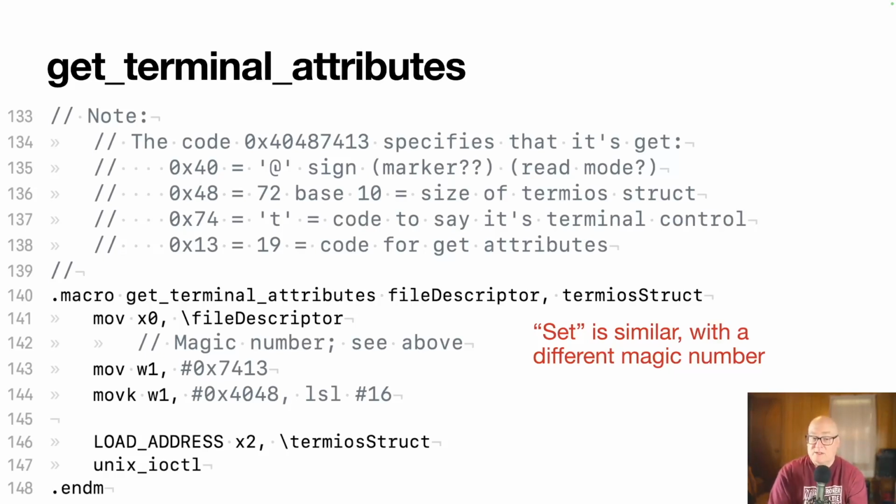X2 then gets the pointer to the structure. So it's like passing by reference. That's the memory that's going to get filled in. Then we call Unix IOCTL. That's another macro. I didn't show it, but basically it calls a Unix service. It sets a couple address registers and calls the service. And the end result is the memory that you set aside, termios struct, now has the contents of those words that the terminal, the IOCTL command, filled in for you. Set terminal attributes is more or less the same. It's just a different crazy constant in the middle.